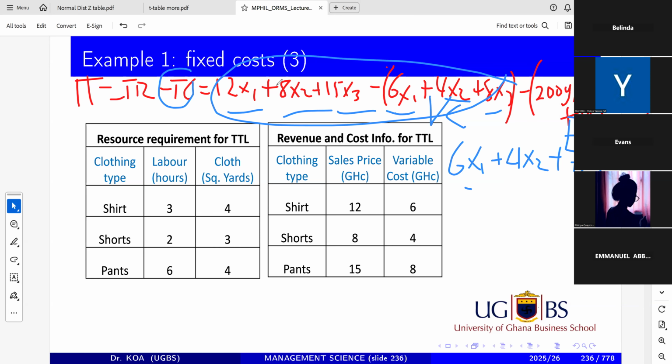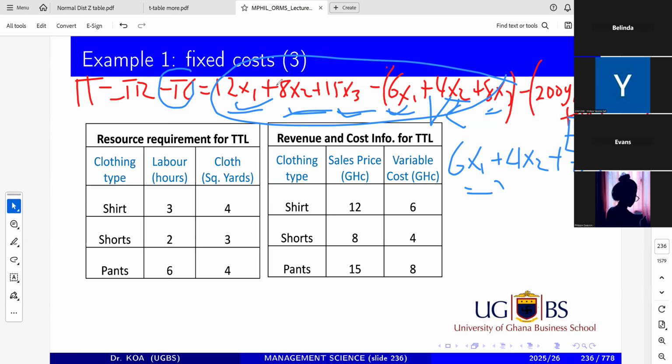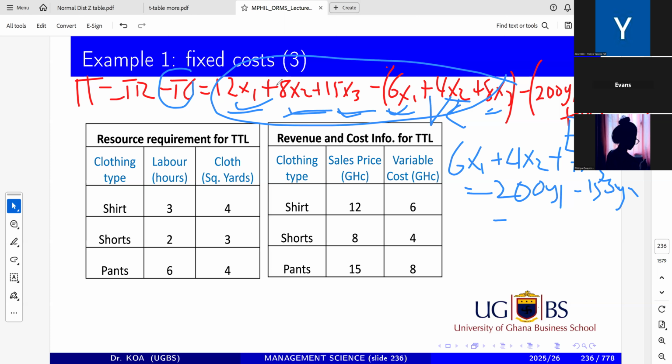Because it's 12 minus 6, 8 minus 4, 15 minus... I went through that, so I wanted just the answers. And then you will now add your other ones, minus 200 y1, minus 150 y2, minus 100 y3. Evans, do you follow?